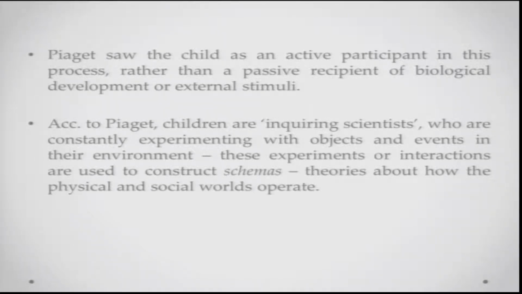Now Piaget says that these experiments or interactions that the child is carrying out are used to construct what are called schemas. Now schemas are small schemes, they are small theories about the world, about how this works. Don't touch the cup, it is hot. Do touch the soft toy because it is soft and you like it. So these kinds of schemas are developed constantly as the child is growing up.